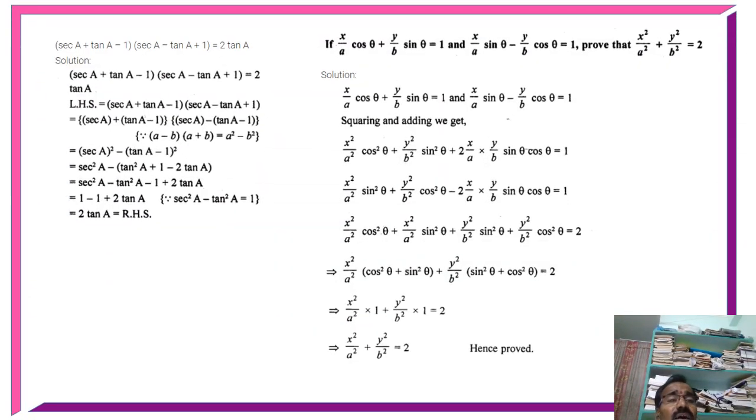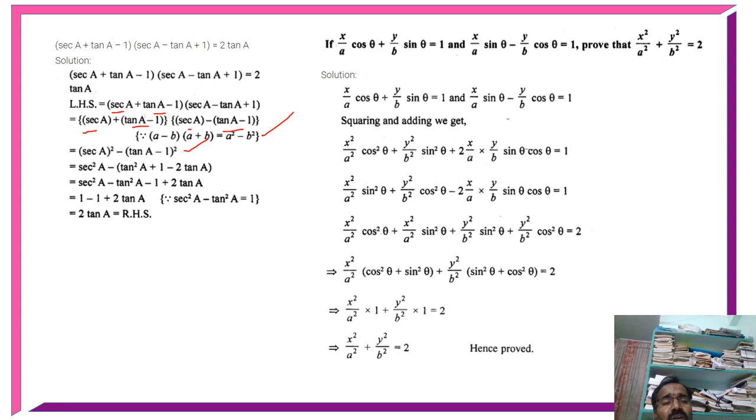In this slide it is given: prove that secant A plus tan A minus 1 into secant A minus tan A plus 1 is 2 tan A. Take LHS, multiply by using this identity. Let us take secant A as A, and tan A minus 1 as B. So secant A plus tan A minus 1, secant A minus of tan A minus 1. It is in the form of A plus B into A minus B, which is A square minus B square. Secant A whole square minus tan A minus 1 whole square.